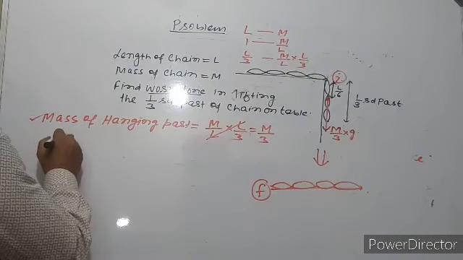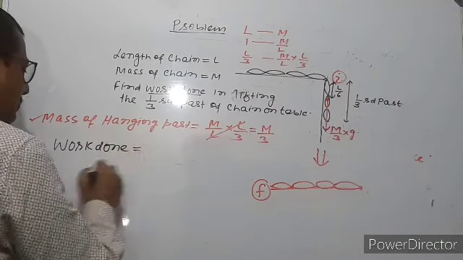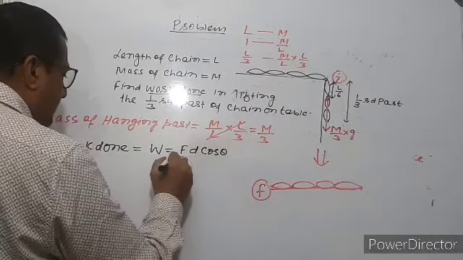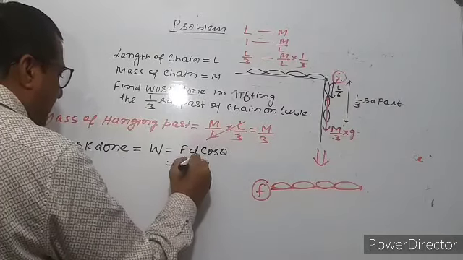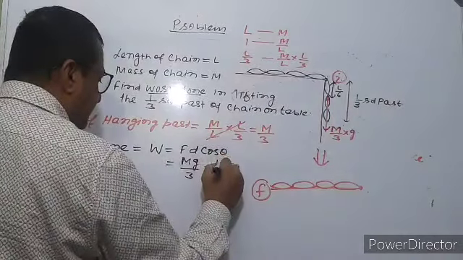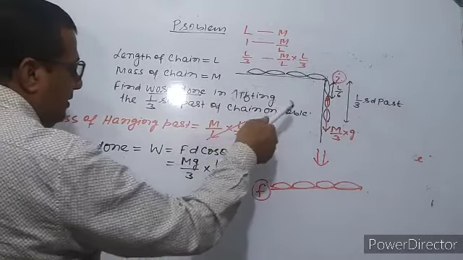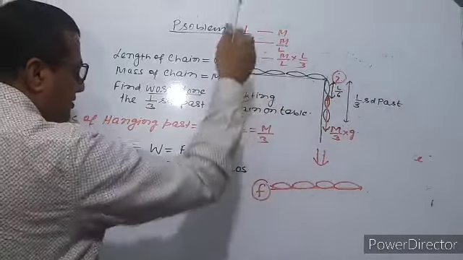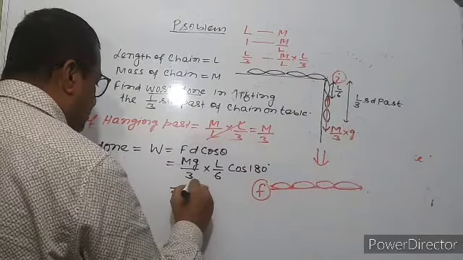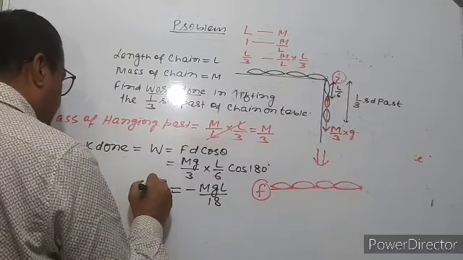So work done W is equal to F d cos theta, that is equal to F equal to mg by 3, displacement, that is equal to L by 6, and cos theta. Weight is acting downward, displacement is upward, that is equal to cos 180 degree, cos 180 is minus 1. So this will be equal to minus mgL by 18. This is the work done.